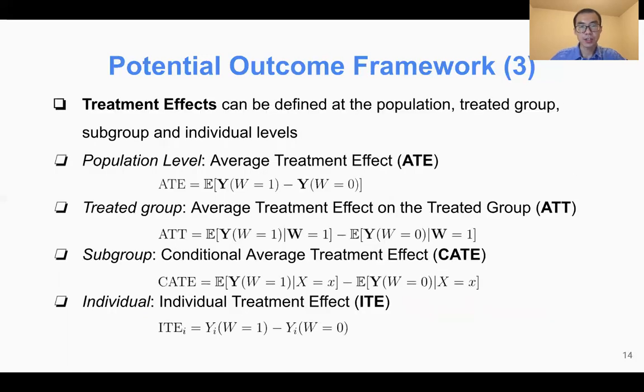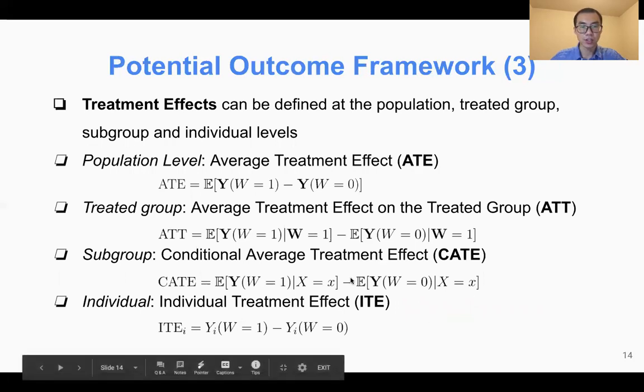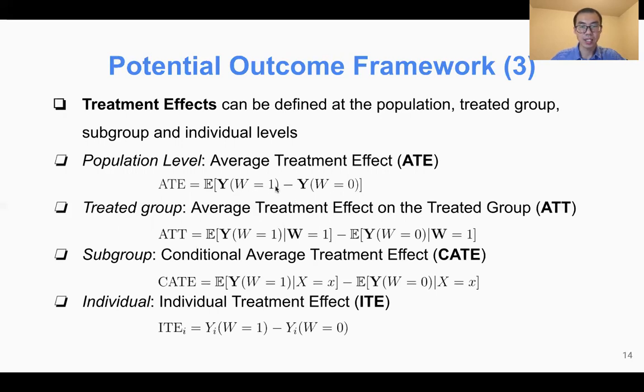Then based on the definitions of observed outcome and counterfactual outcome, we can define the treatment effects at different levels, including the population level, treated group level, subgroup level, and individual level. At the population level, we can define the average treatment effect, ATE. This equation shows the definition of ATE for the binary treatment case. So we have W equals to 1 and W equals to 0. Y denotes the outcome.